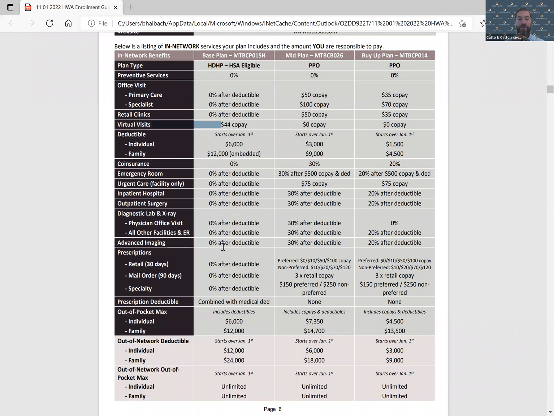So when it says 0% after deductible for things like outpatient surgery, diagnostic lab, and x-rays, that means on an HSA plan, everything goes towards your deductible. You go in network, you pay the discounted rate. If that x-ray is $500, that $500 posts against and reduces that 6,000 deductible to $5,500. So you would have $5,500 left before you met your deductible. And on this plan, your deductible is your out-of-pocket max.